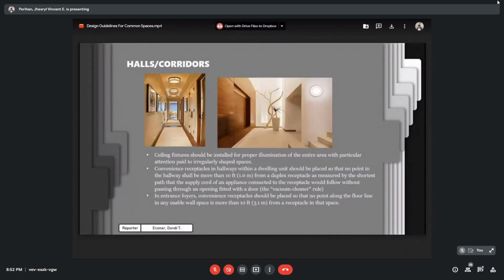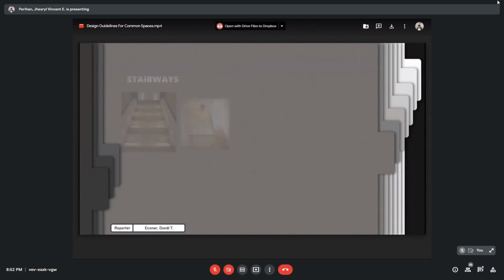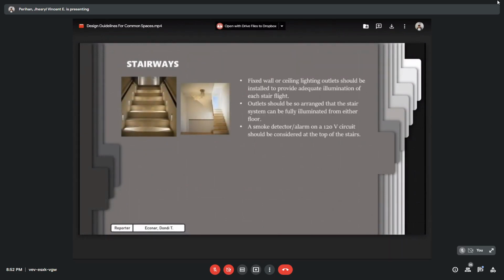In the entrance foyers, convenience receptacles should be placed so that no point along the floor line in any usable wall space is more than 10 feet or 3.1 meters from a receptacle in that space. Next part is on the stairways. A fixed wall or ceiling lighting outlet should be installed to provide adequate illumination of each stair flight. Outlets should be arranged so that the stair system can be fully illuminated from either floor. A smoke or detector alarm on a 120-volt circuit should be considered at the top of the stairs.